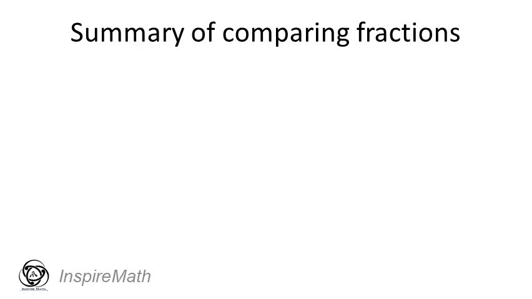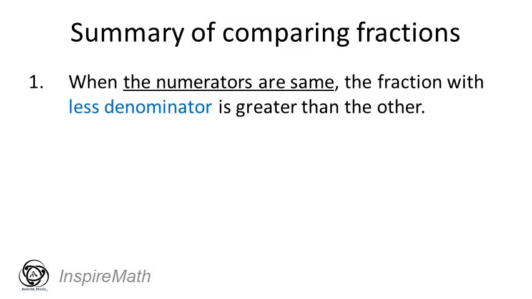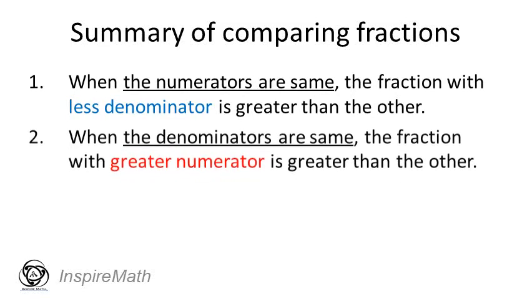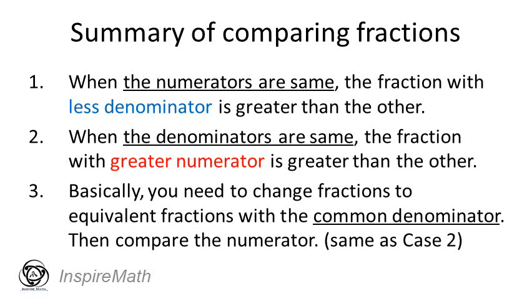When the numerators are the same, the fraction with the smaller denominator is greater than the other. Number 2. When the denominators are the same, the fraction with the greater numerator is greater than the other. Number 3. If both the numerator and the denominator are not the same, you need to change fractions to equivalent fractions with a common denominator. Then compare the numerator, which is the same as case number 2.